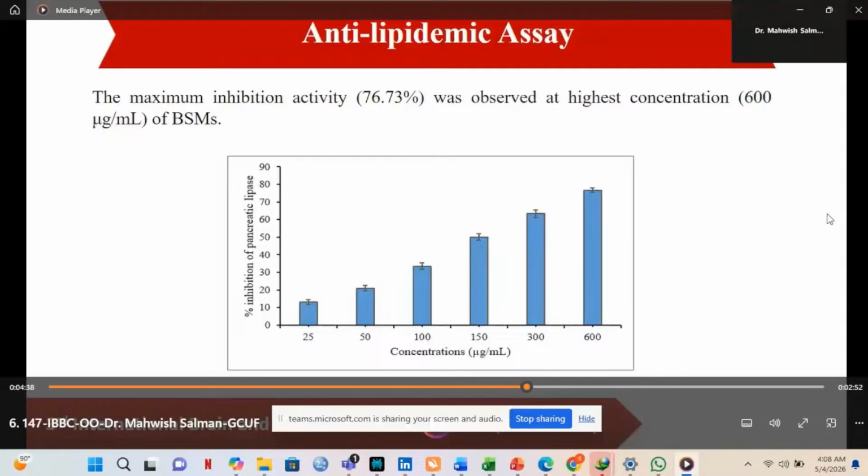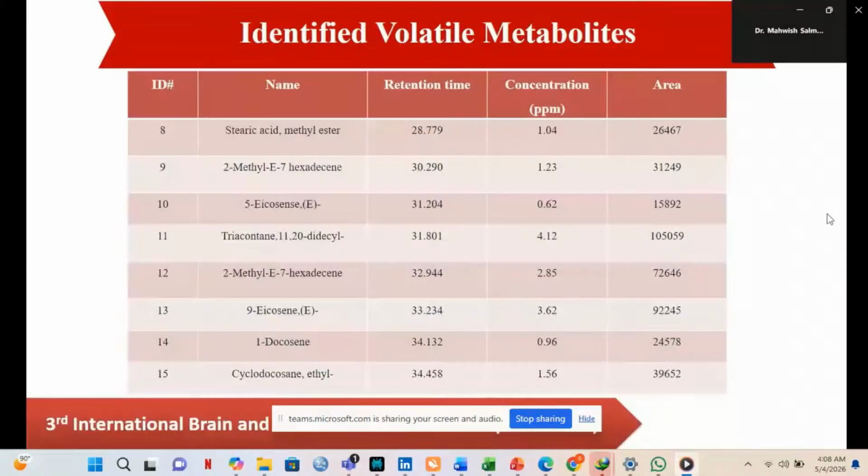Identification of bioactive secondary metabolites by GCMS: various types of volatile organic metabolites were identified by GCMS spectroscopy techniques: nitrobenzene, beta phenoxyethyl alcohol, pentadecanoic acid methyl esters, octadecanoic acid 17 methyl esters, palmitic acid methyl esters, palmitic acid methyl ester, oleic acid methyl esters, stearic acid methyl esters, and similarly some other compounds, eicosene, docosene, and cyclodocosane ethyl were also present in the GCMS volatile fraction.